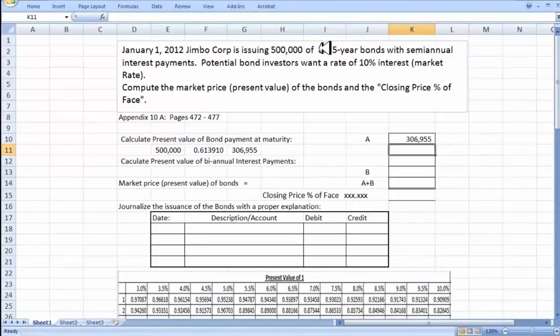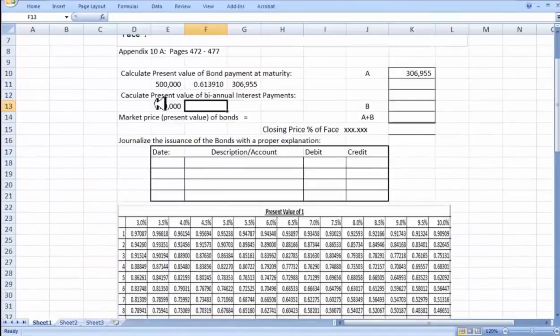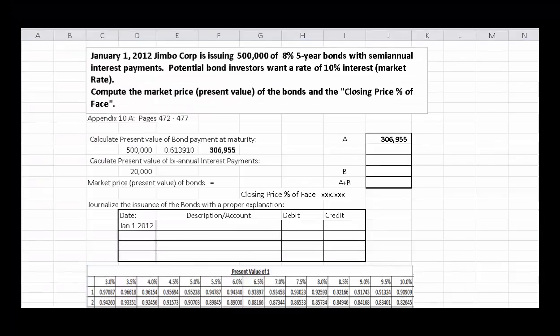Now this is paying 8%, the contract rate times the face of the bond, or $40,000 per year, divided by 2 is $20,000. It's paying once every 6 months, so we want the present value of that payment stream over the next 10 payment periods. So now to calculate the present value of those biannual payments of $20,000, we have to use the interest rate that the market demands for their investment.